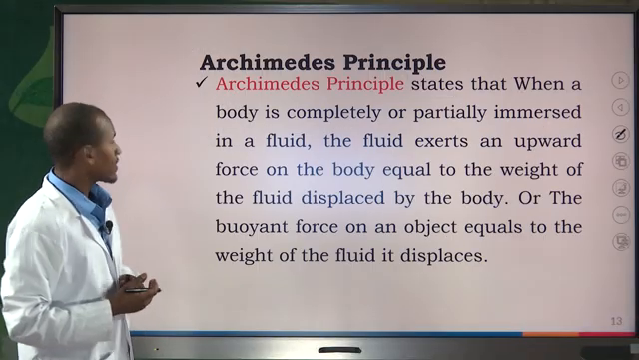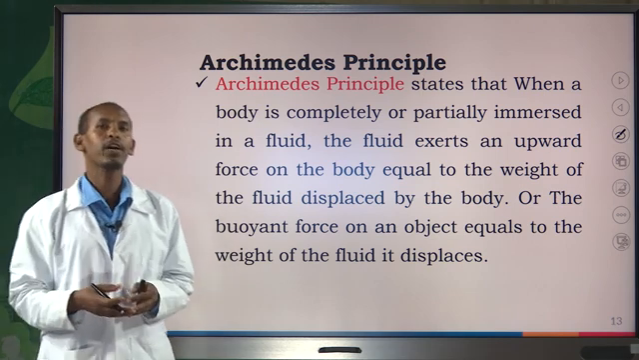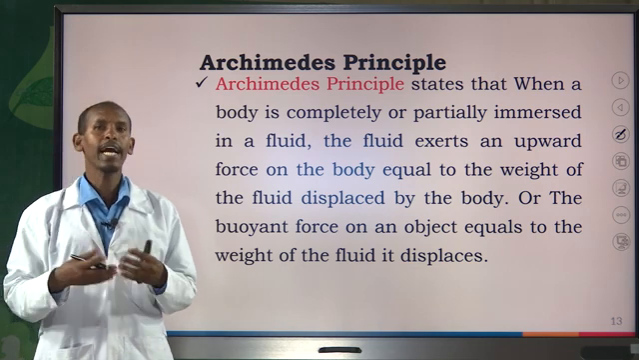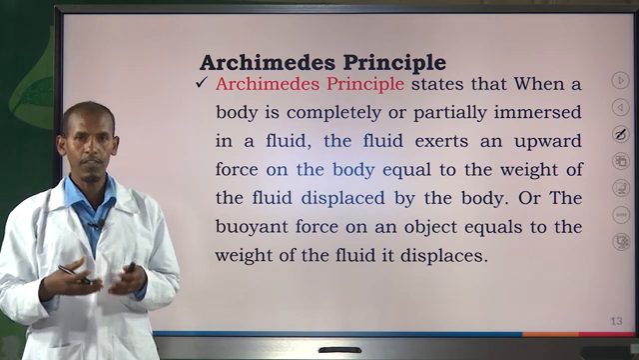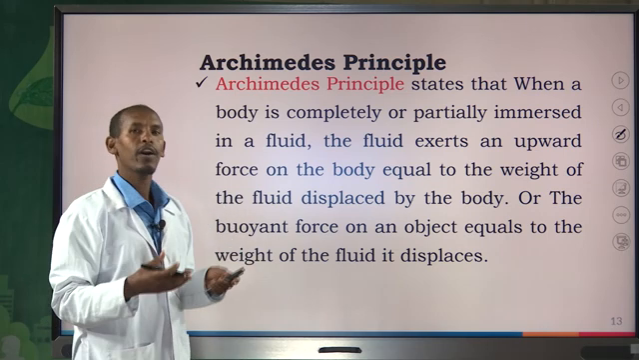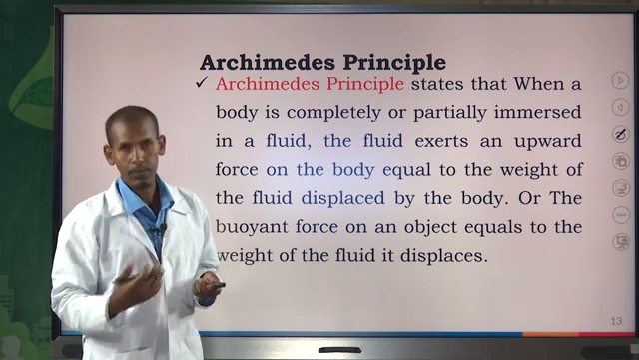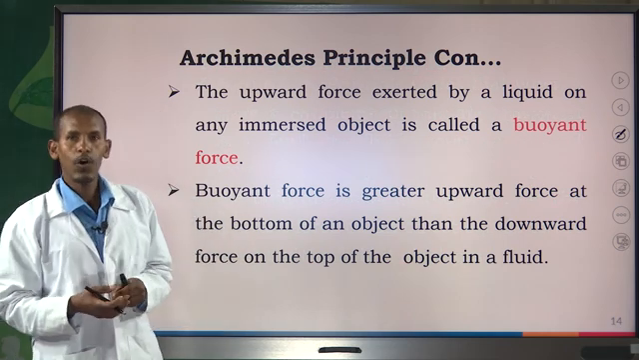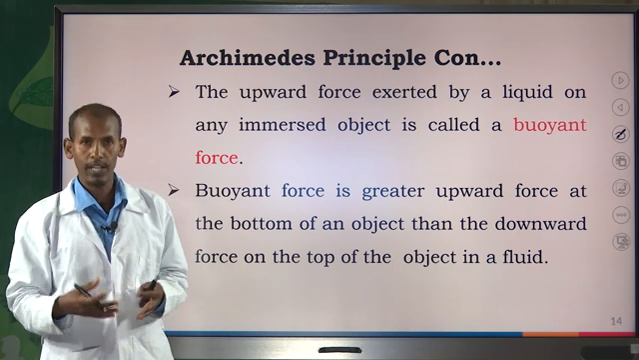So let's see next the Archimedes principle. Archimedes principle states that when a body is completely or partially immersed in a fluid, the fluid exerts an upward force on the body equal to the weight of the fluid displaced by the body, or the buoyant force on an object equals the weight of the fluid that it displaced. This is what we call Archimedes principle. The upward force exerted by a liquid on any immersed object is called a buoyant force.